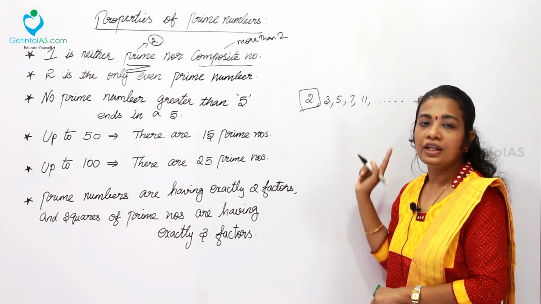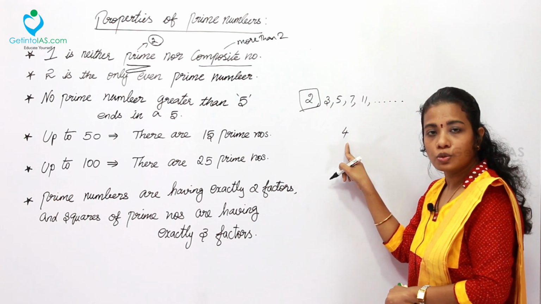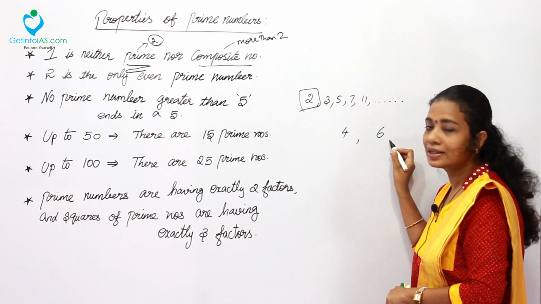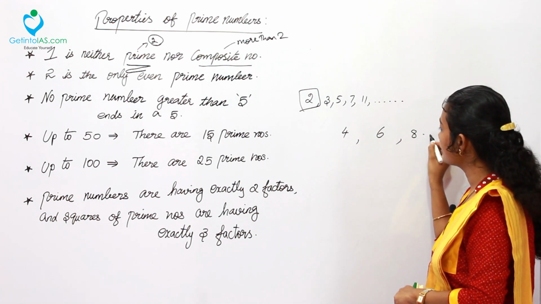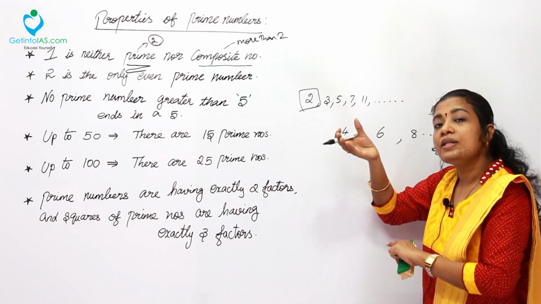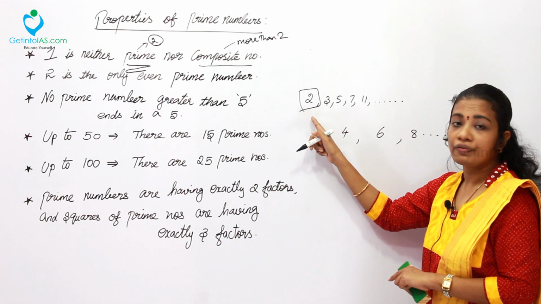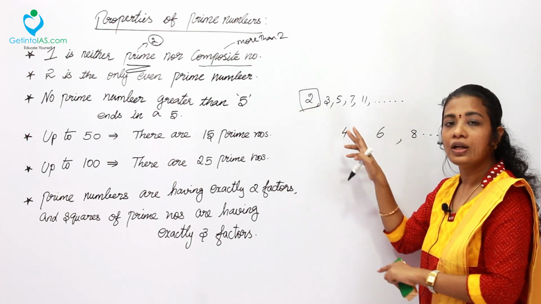After that, no even number is present. Why? Because after 2, the 4 is an even number, after that 6 is an even number, after that 8, the series goes on. As the number gets bigger, the chances of having only 2 factors are reduced. In the case of even numbers, this concept will apply.